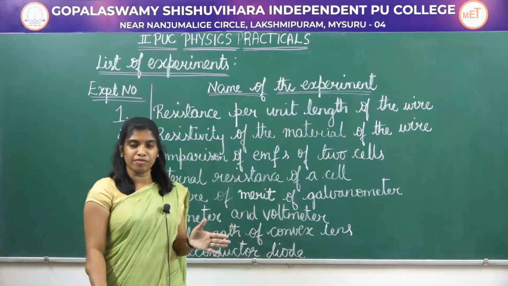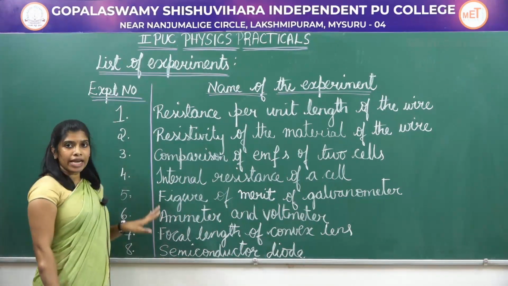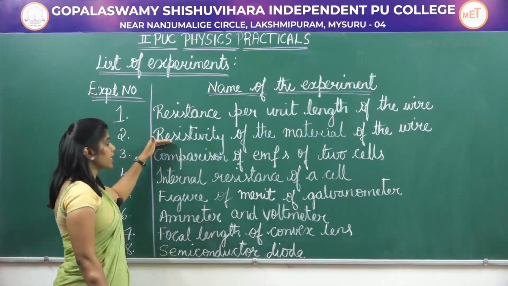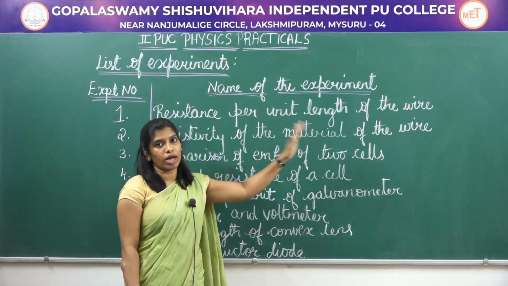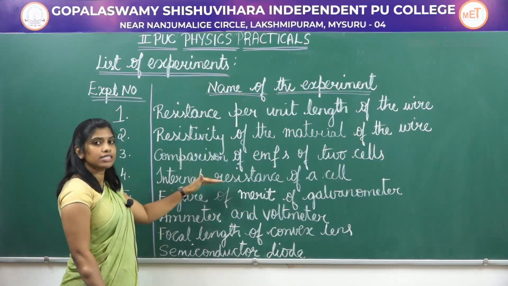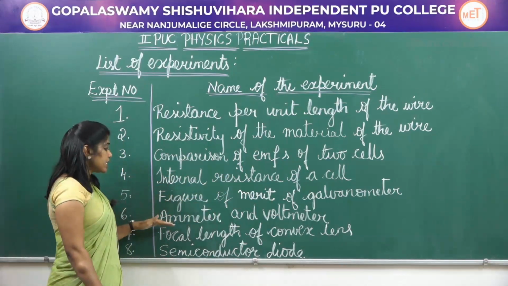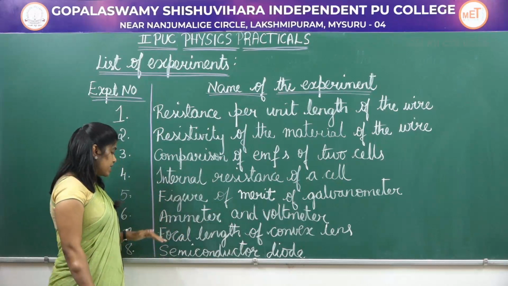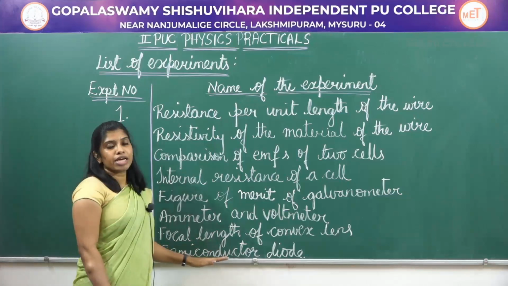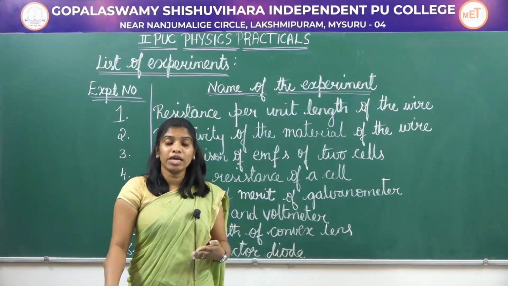Here we have the list of experiments for this academic year 2020-21. We are going to perform 8 experiments. The first experiment is the resistance per unit length of the given wire. Second is the resistivity of the material of the wire. Third, comparison of EMF of 2 cells. Fourth, internal resistance of a cell. Fifth, figure of merit of a galvanometer. Sixth, ammeter and voltmeter. Seventh is the focal length of a convex lens, and the 8th experiment is the semiconductor diode. These are the experiments which we are going to perform in the coming sessions.